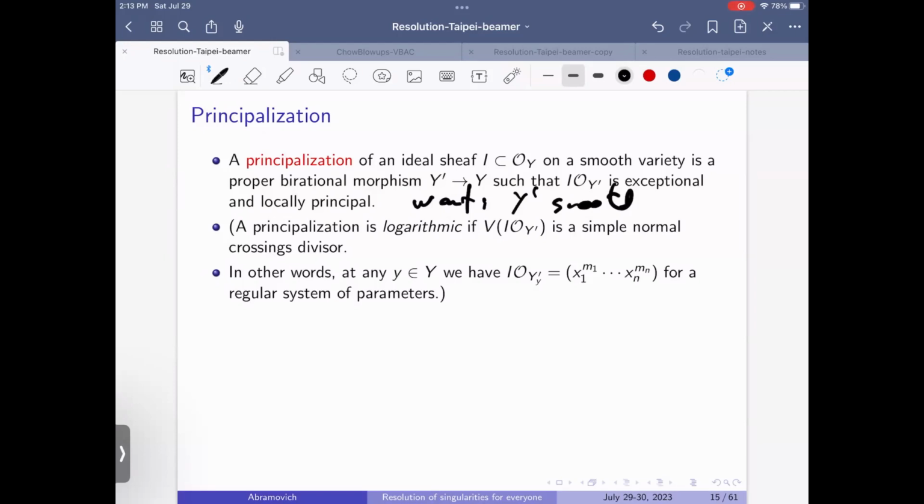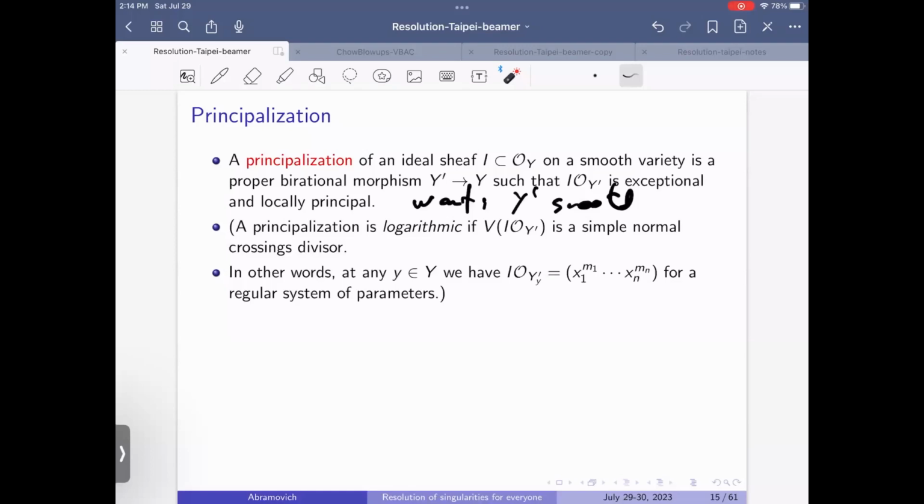A principalization is logarithmic if the vanishing locus of the new ideal on Y prime is a simple normal crossing divisor, which presupposes that Y prime is smooth. So Y prime becomes smooth, and the ideal is a simple normal crossing divisor. So at any y, the ideal becomes a monomial in local parameters. Okay, so that's when a principalization is logarithmic.